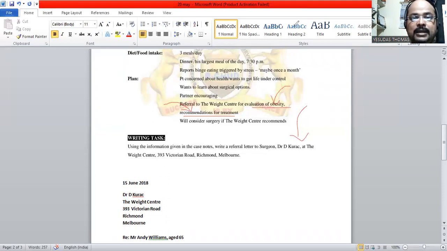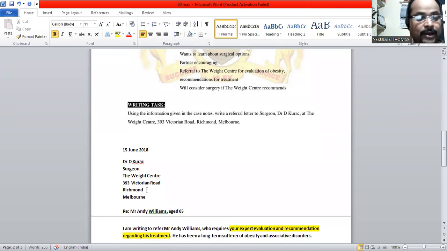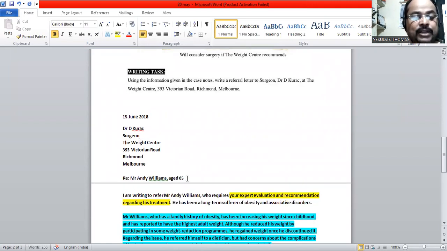So let us go ahead and see the model here. 15 June 2018. Dr. D. Kurak. Now I have to say Dr. D. Kurak is a surgeon. So, designation. The firm name, the weight center. Reference, Mr. Andy Williams, age 65. Very good.